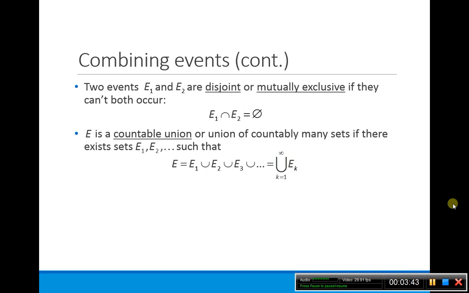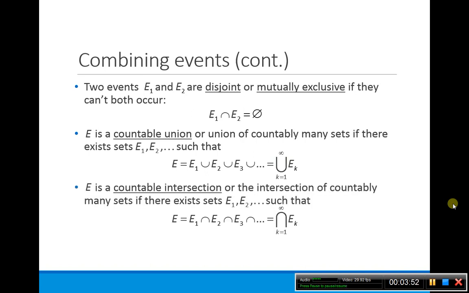E is said to be a countable union if you can write E as a union of countably many events. And E is called a countable intersection, again, if you can write E as a countable intersection of events.